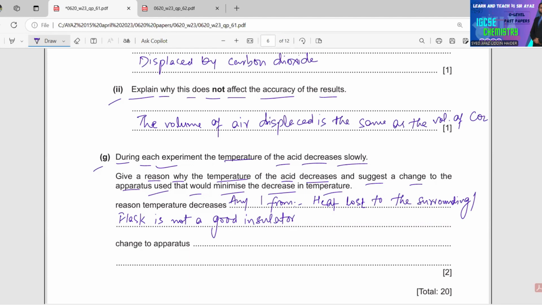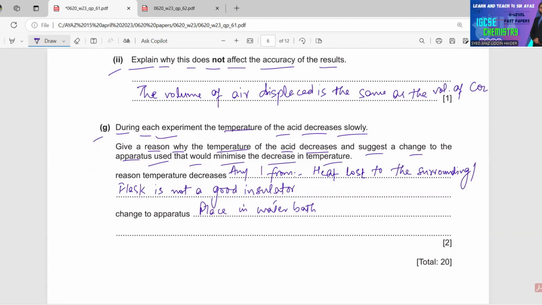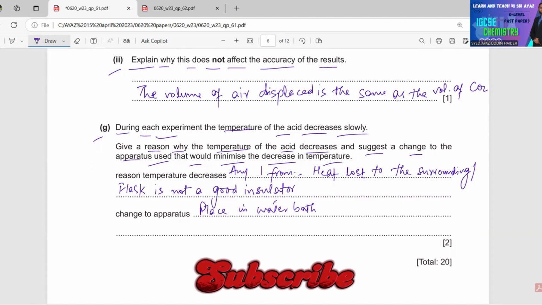Now, the change to apparatus. You can place it in a water bath or insulate the flask. Place in water bath. It should be kept at the starting temperature of the acid. It's very important.